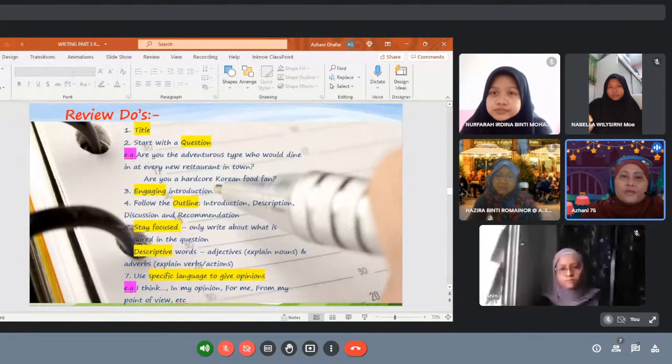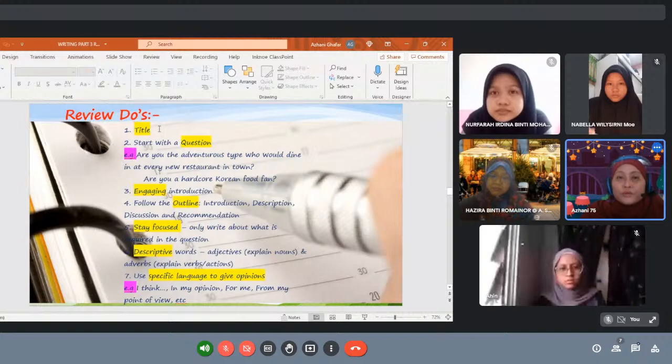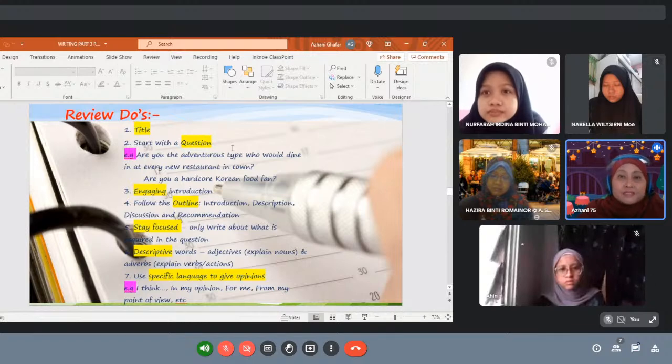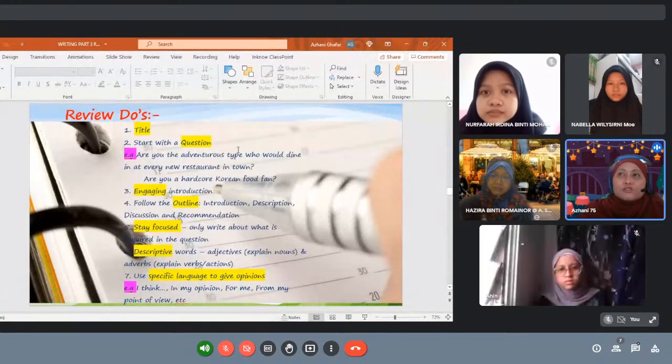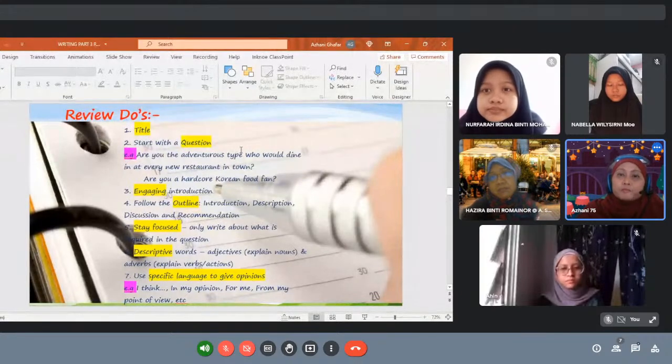Review do's. What you have to do when writing a review. Just like the previous slide, first of all, you have to start your review by having a title. What is a suitable title for your review? Next, start with a question. It is best for you to start any review with a question. It is to engage the reader to continue reading.